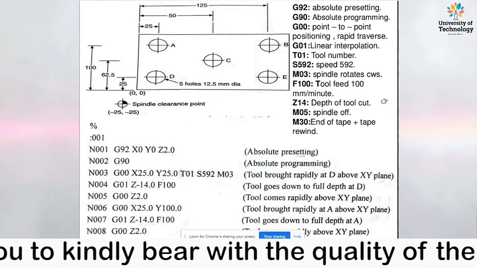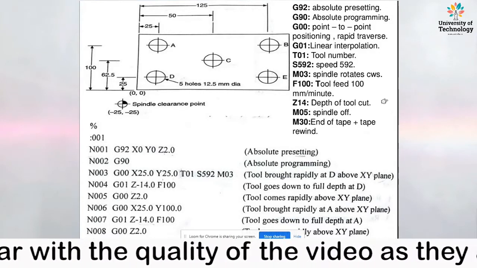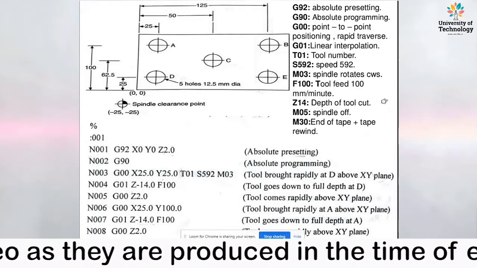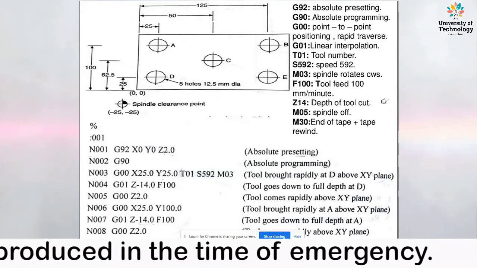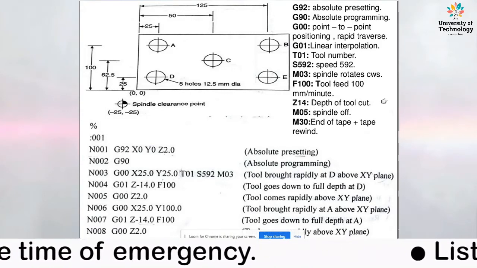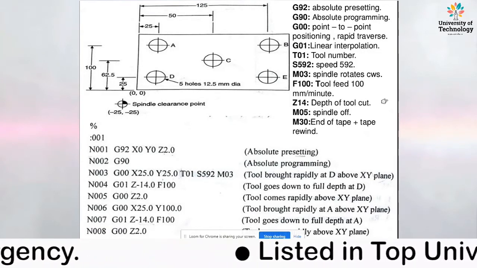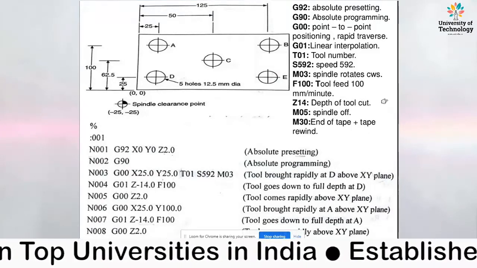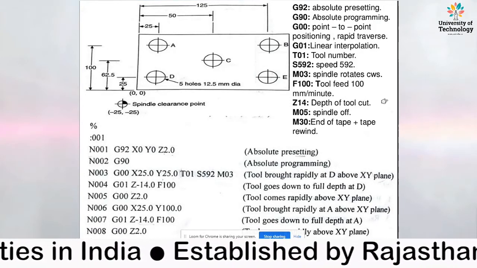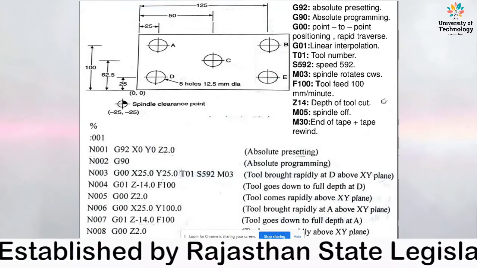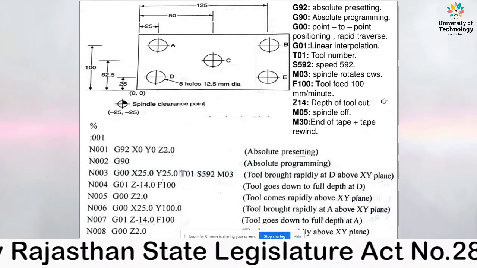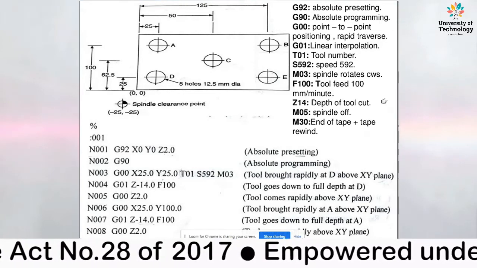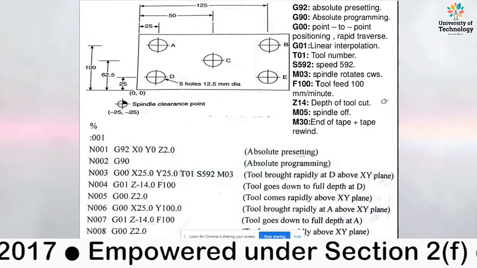T01 is the tool number. Spindle capital S 592 is the speed of the spindle. M03: spindle rotates clockwise. F100 is the tool feed per minute. Z-14 is the depth of tool cut. M05 is spindle off, and M30 is end of tape plus tape rewind to the initial point. Students, we can see here the spindle clearance point is -25, the X and Y values.